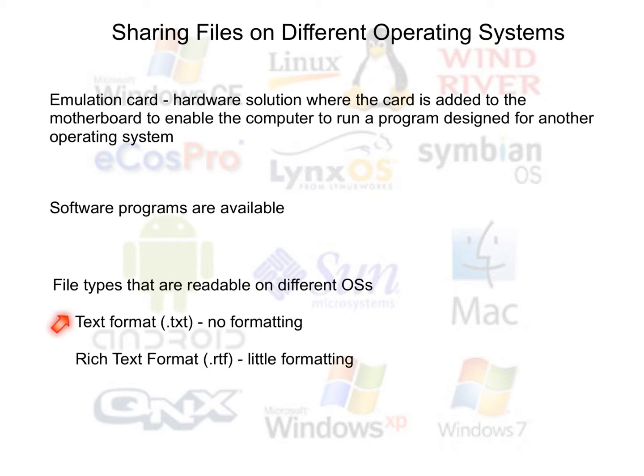Text files can be read on all different kinds of operating systems. There's the text format, which is a .txt file. This is strictly text. There's no formatting whatsoever. So no bold, italics, underlining, nothing like that.